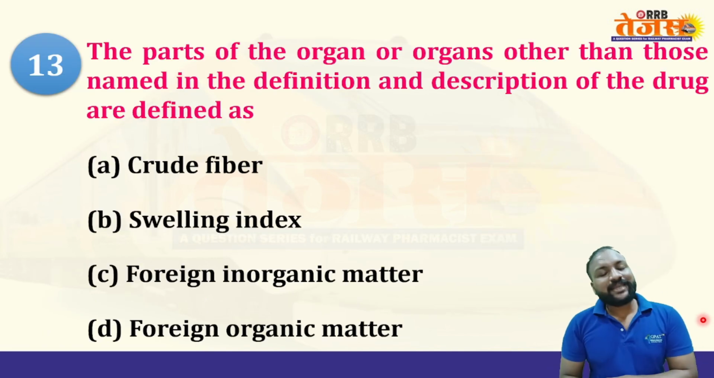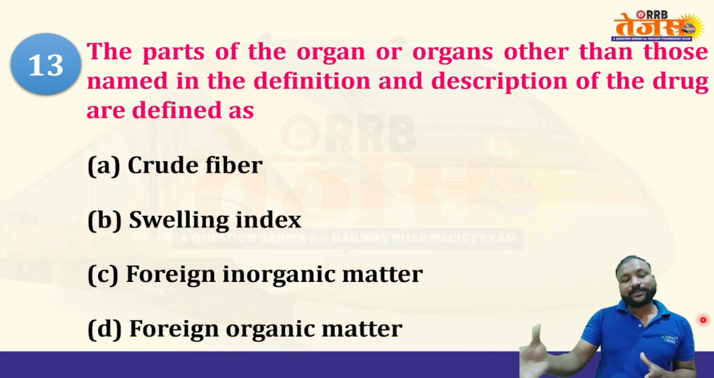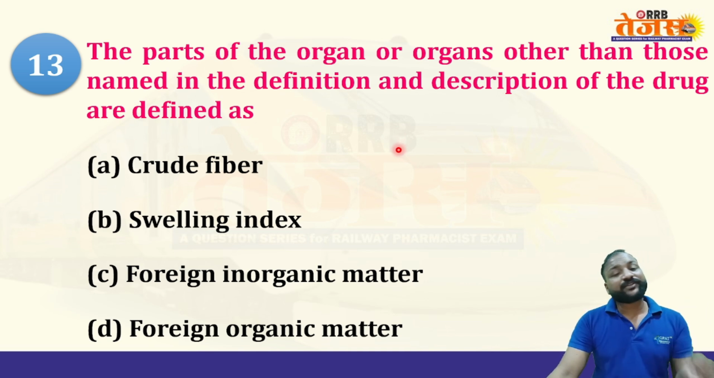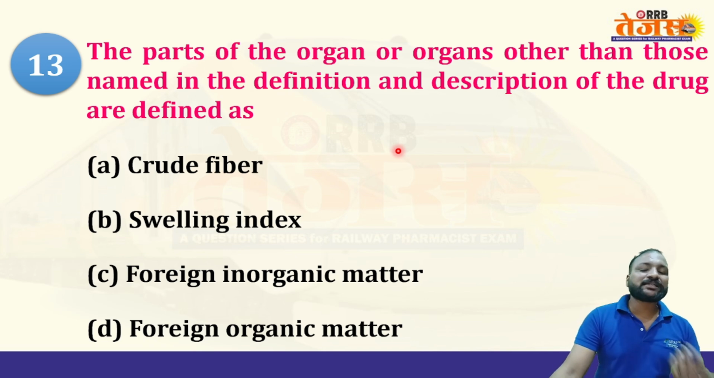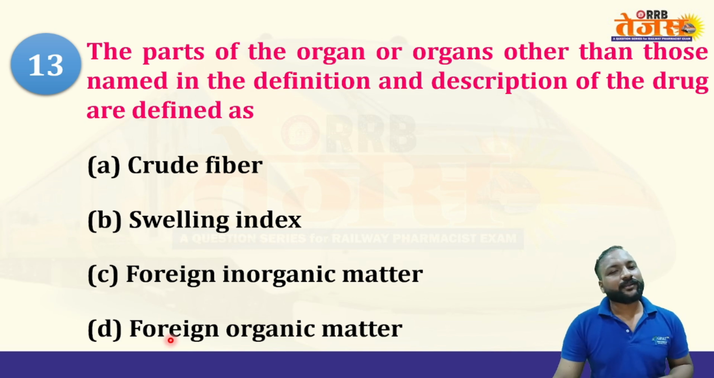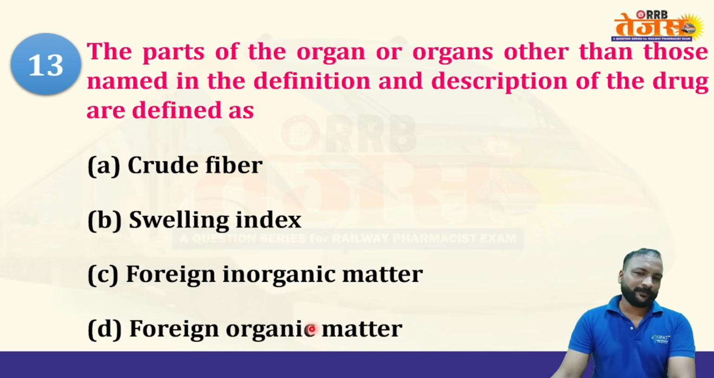Next, 13th question in the series: the parts of the organ or organs other than those named in the definition and description of drugs are defined as option A, crude fiber, B, swelling index, C, foreign inorganic matter, and D, foreign organic matter. Okay, so tell me the right answer here.